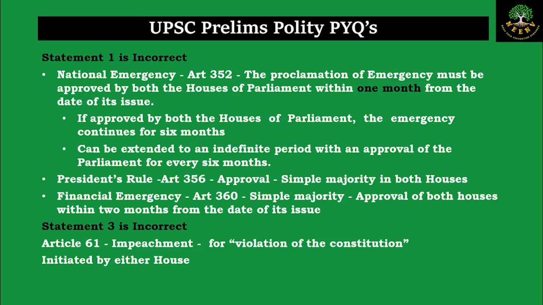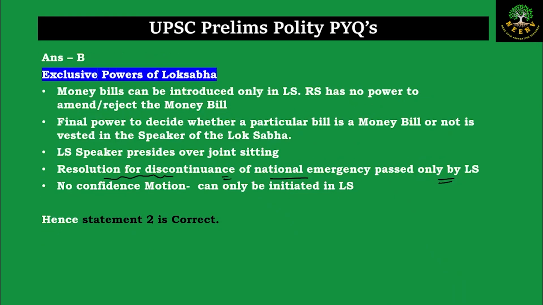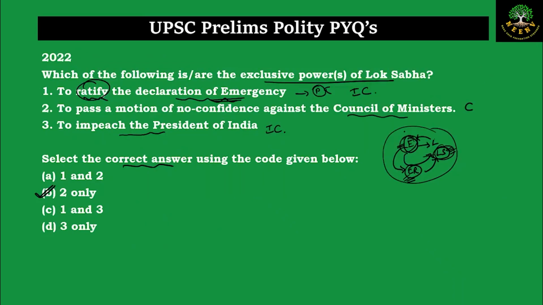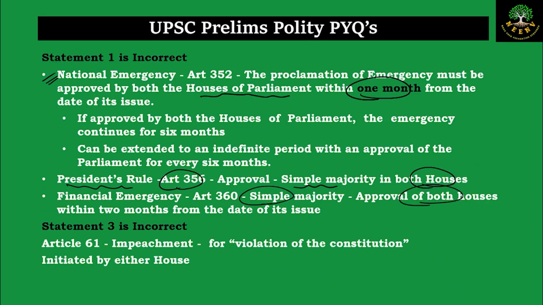So coming to the ratification of declaration of emergency, when it is the national emergency, the houses of the parliament within 1 month have to ratify it. When it is the president's rule, the state emergency, even then both houses have to ratify it with a simple majority. When it's the financial emergency, even in that case, both houses have to ratify with a simple majority. So you can clearly see here, when it comes to the ratification of the emergency, both houses are involved and it's not just the Lok Sabha.